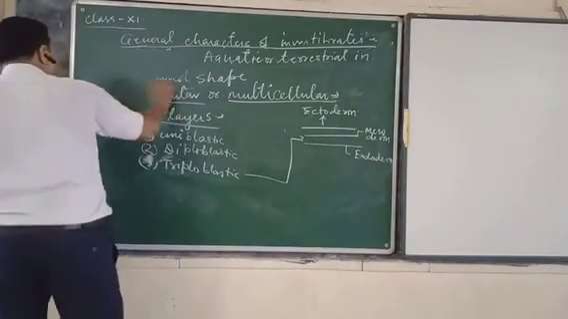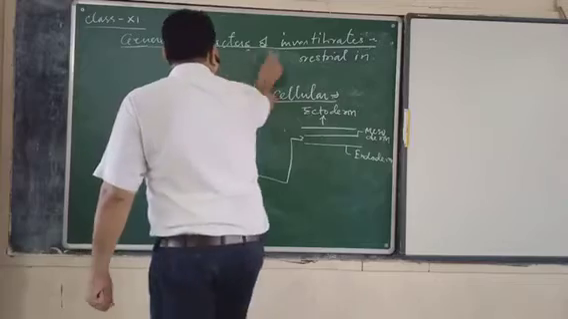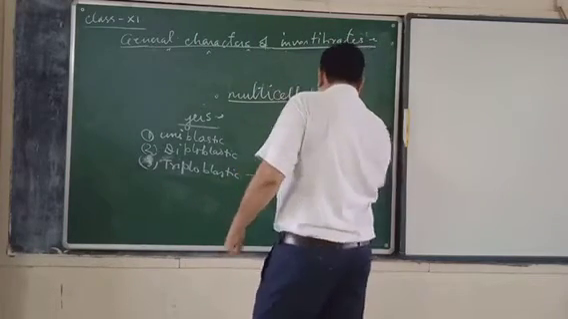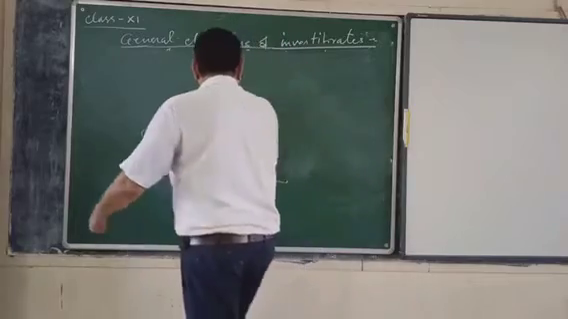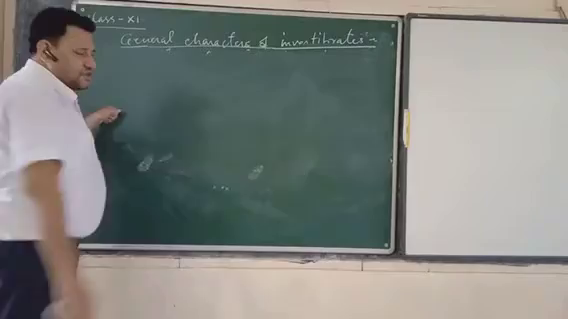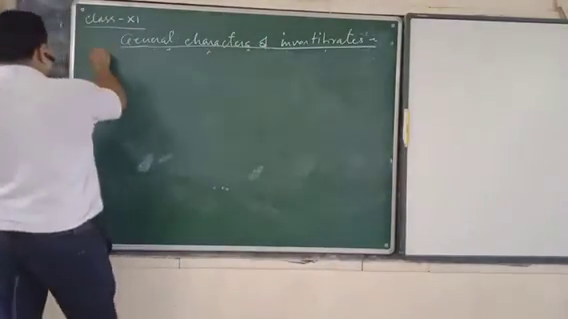So we have discussed these points: habitat, size, shape, unicellular and multicellular nature, and body layers. Our next and a very important topic is coelom.